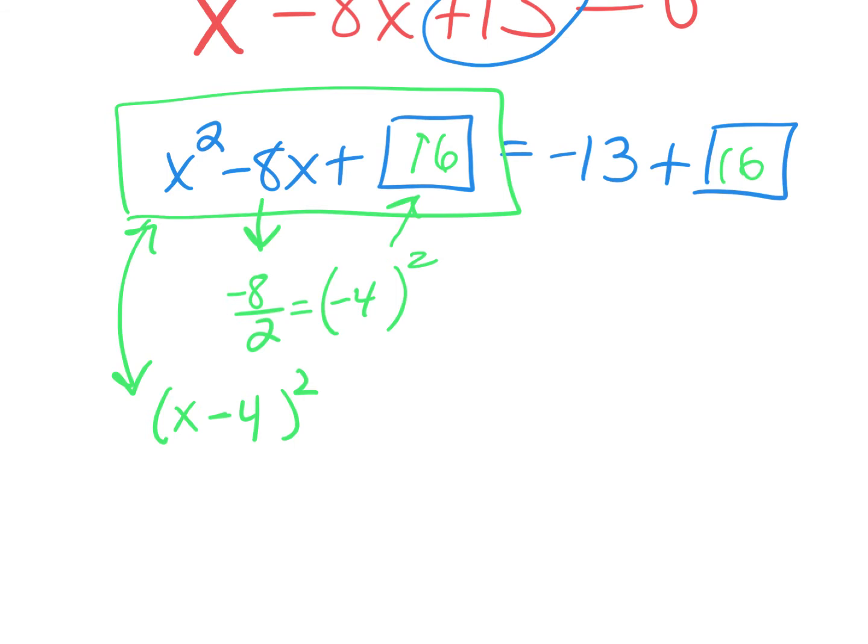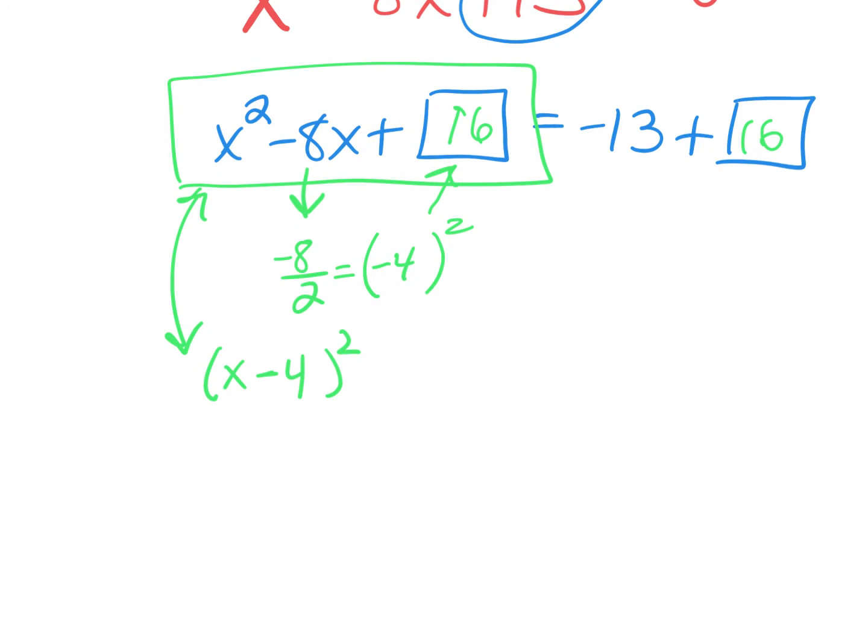Yes, sir? When you get the x minus 4 squared, you're taking this trinomial, and all we did was make an equivalent expression. That's it. So you don't have to solve it? Well, now we're going to finish, yeah. What's -13 plus 16? Positive 3. And now we're just going to solve for x.